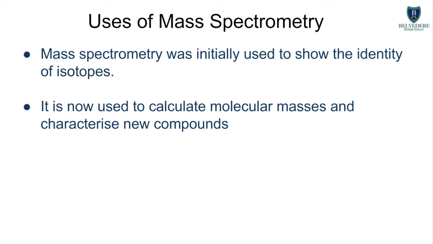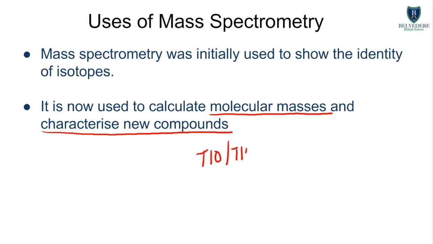So mass spectrometry was initially used to identify isotopes back when they were first being utilized. Nowadays, we use them to calculate molecular masses, or if we make a new compound, a new synthesis, such as an organic substance, we will use that just to find some information about the structure. And you will come back and cover this in topic 10 of AS level, topic 15, and topic 20 of A2.